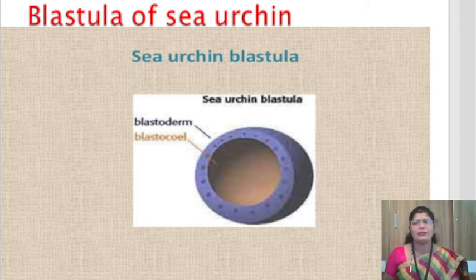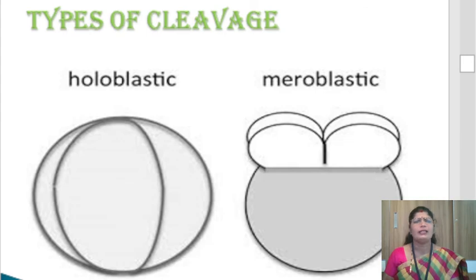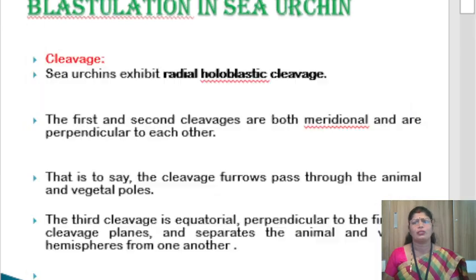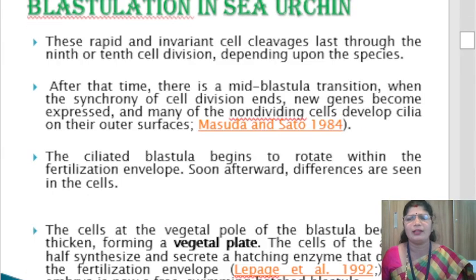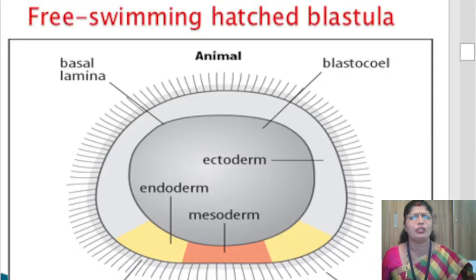During the blastula stage, some of the cells will start to develop cilia. So cilia will be formed on the blastoderm cells. All the cells will not develop the cilia, but a few blastoderm cells will. Here you can see in the picture, this is the blastocoel, and this will form the future ectoderm, here it will give rise to future endoderm, and this is the future mesoderm.